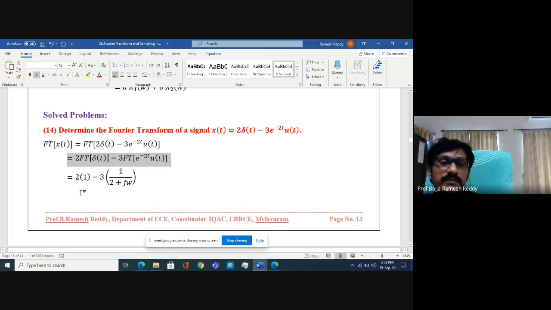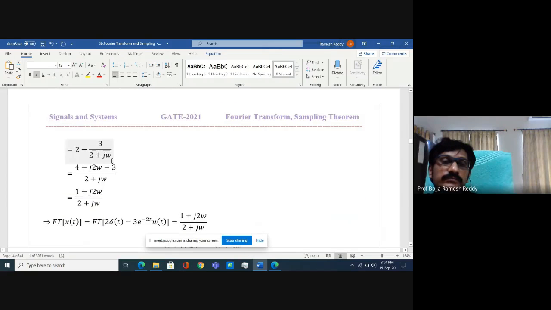Simply it is 2 into 1 minus 3 into 1 by 2 plus j omega, that is 2 minus 3 by 2 plus j omega. Take LCM 2 plus j omega and finally get the frequency domain. A simple thing. Within 1 minute you can do it.